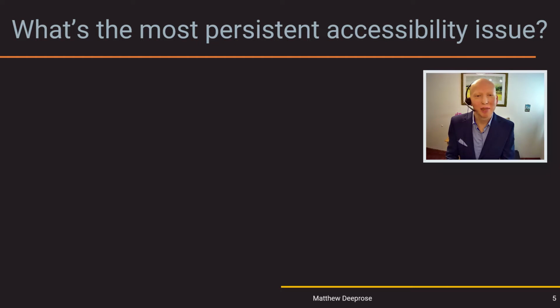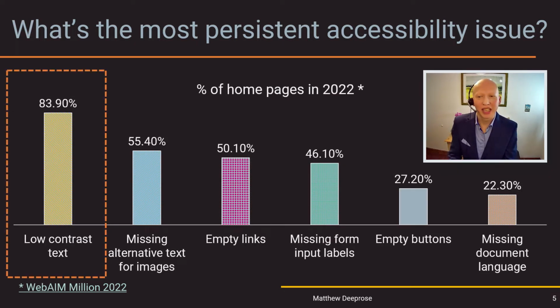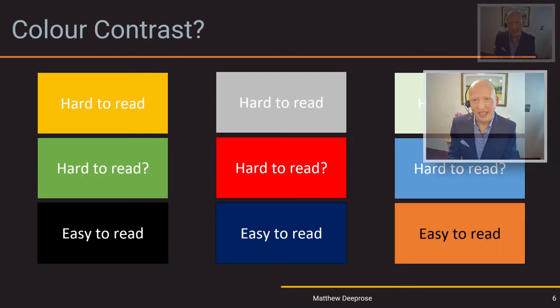Now, I'm assuming that most of you will know all about colour contrast and accessibility, but just in case, in the WebAIM survey of 1 million web pages, the most persistent accessibility issue was low contrast text. But what do we mean by that?